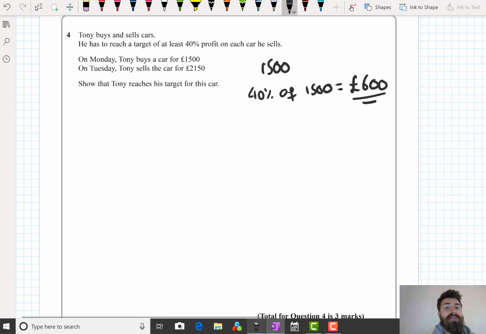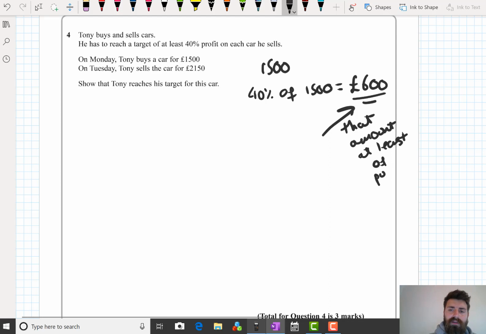So that's how much he bought the car for, 1,500. He needs to make that amount, at least, of profit. I can't spell profit, or should we go for actually profit? That would make more sense. Pretend it's profit. On Tuesday, Tony sells the car for 2,150.